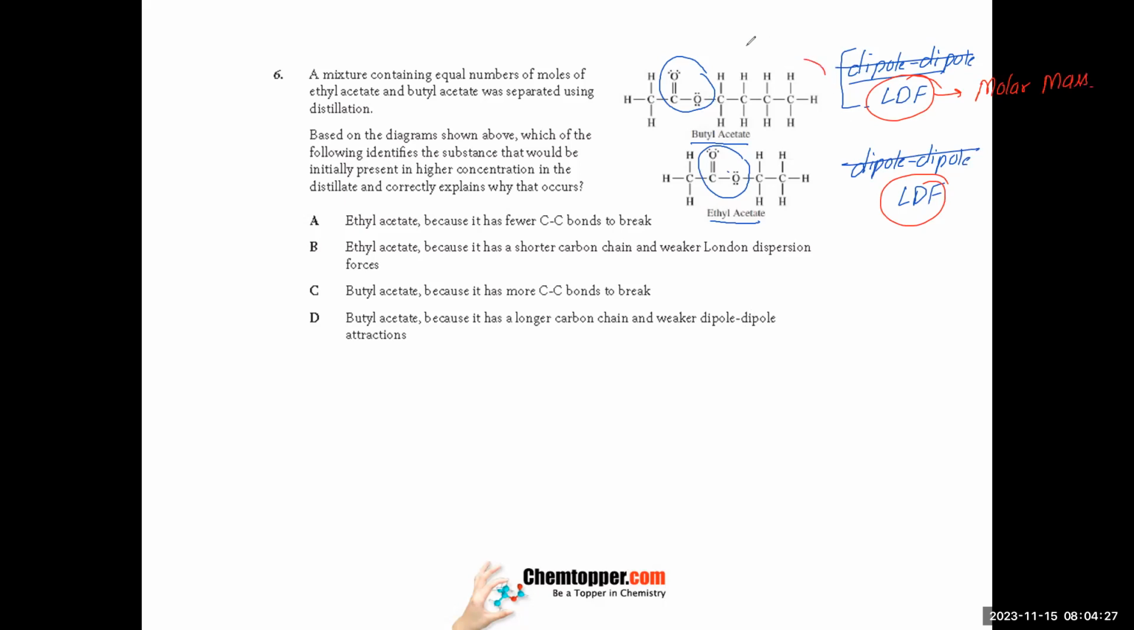So it means this compound has more LDF, because this one has a longer chain. Can you see more atoms? And this one has less LDF. So based on that, we can separate them. They have different boiling points. That's what they are saying. And you are not breaking any bond. These options are totally wrong.